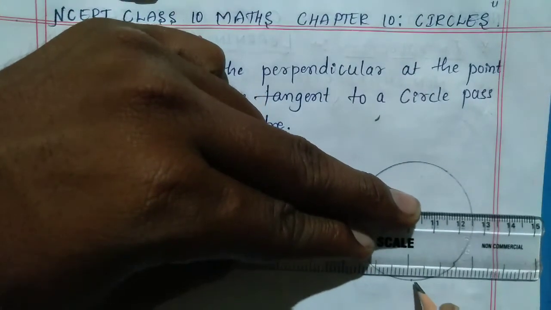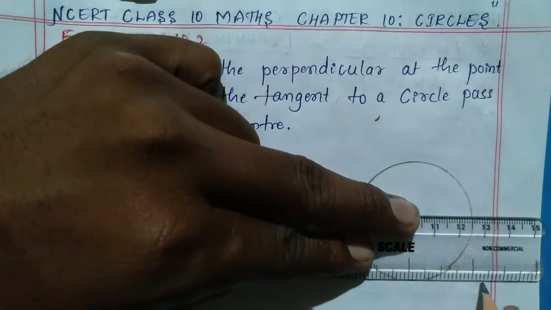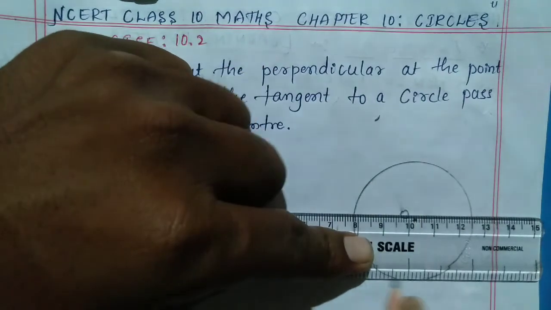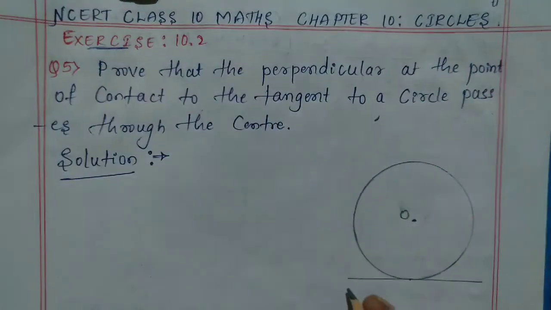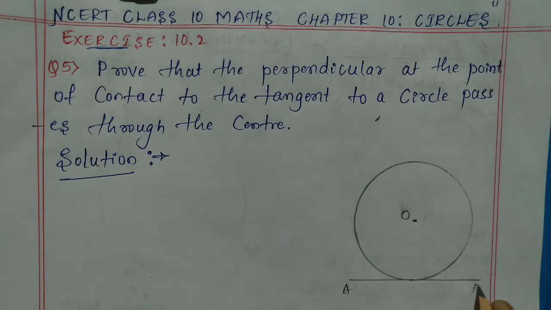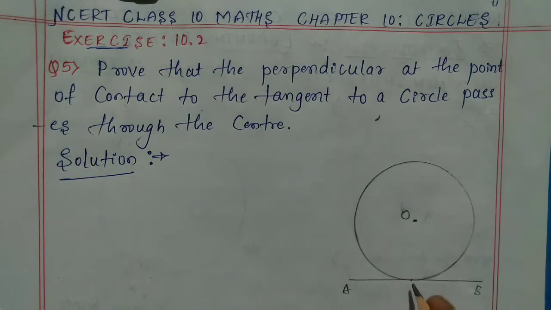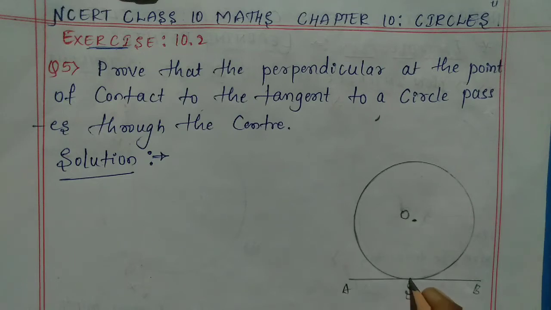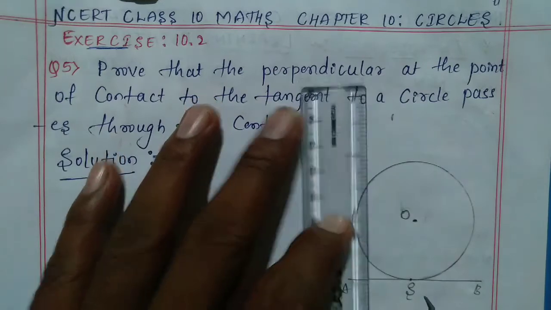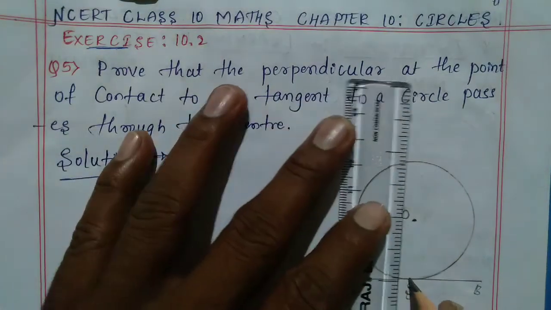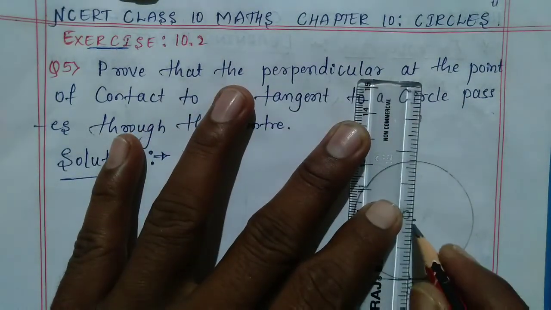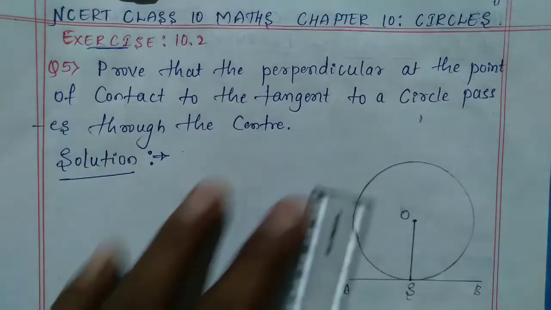Okay, AB is the tangent, so I will draw one tangent here, that is AB. This tangent touches the circle at point S, so here S is the point of contact. Next, this is the radius.